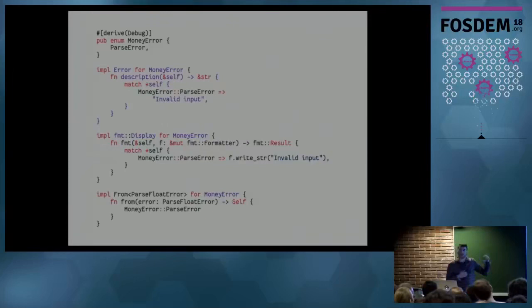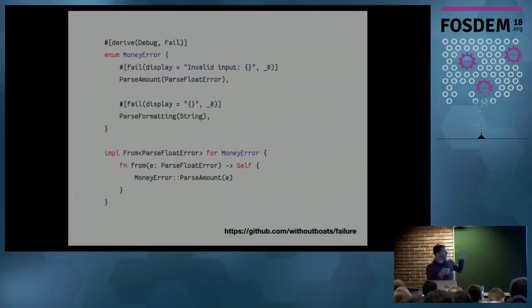This is a lot of code, especially for a beginner. So there's a library to make that easier, which is called failure. And the same code that you see here can also be expressed like this. There's even more in that slide. Actually, we have 2 error types here. We have parse amount error, and we have parse formatting error. Parse amount is for parsing the amount, of course, and parse formatting if we don't have 2 elements. So we can separate the error types here. And we keep the implementation for parse float error down there to do the implicit conversion automatically.